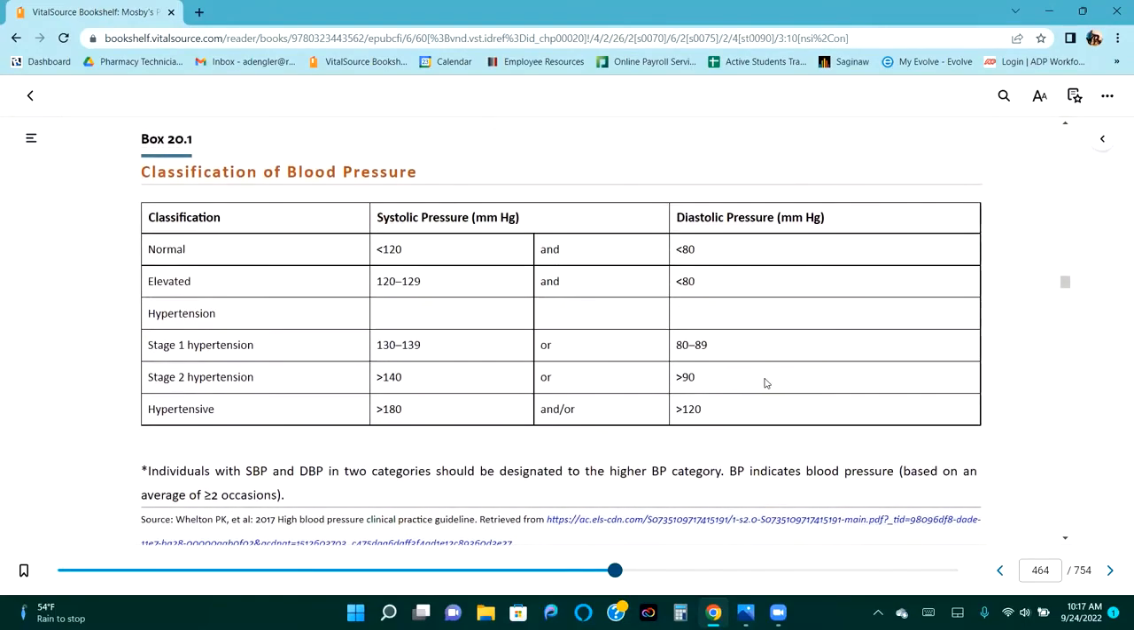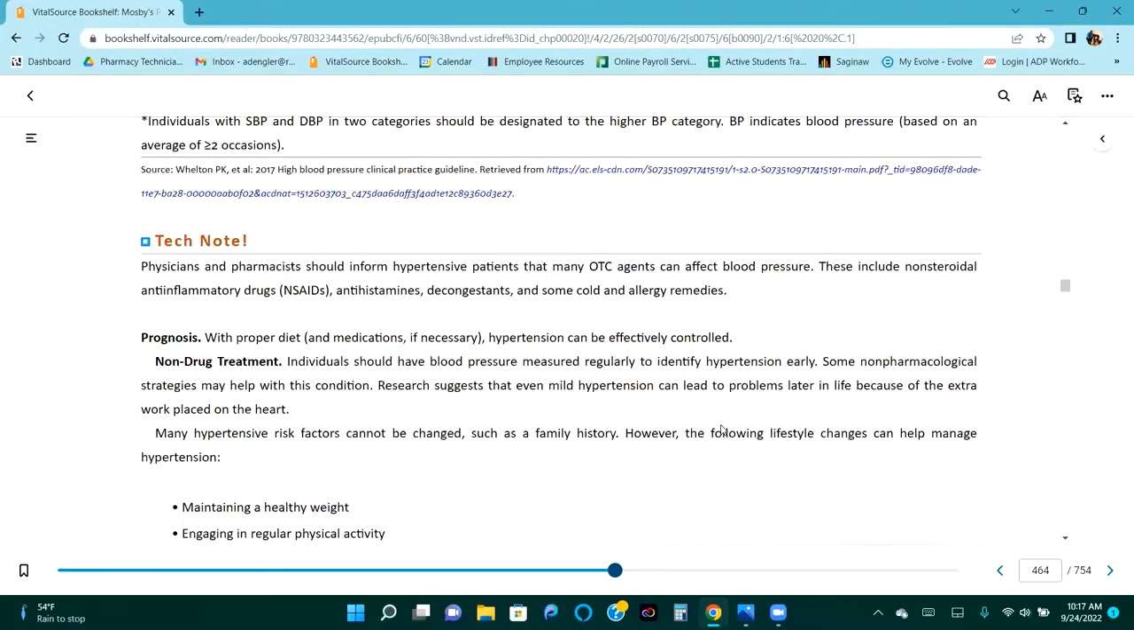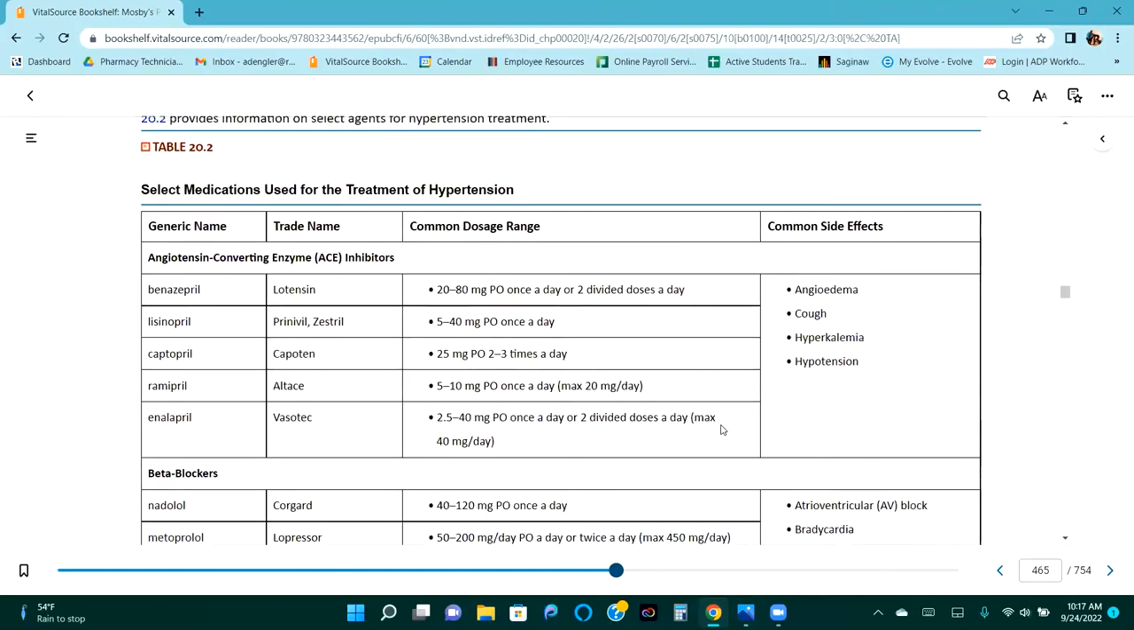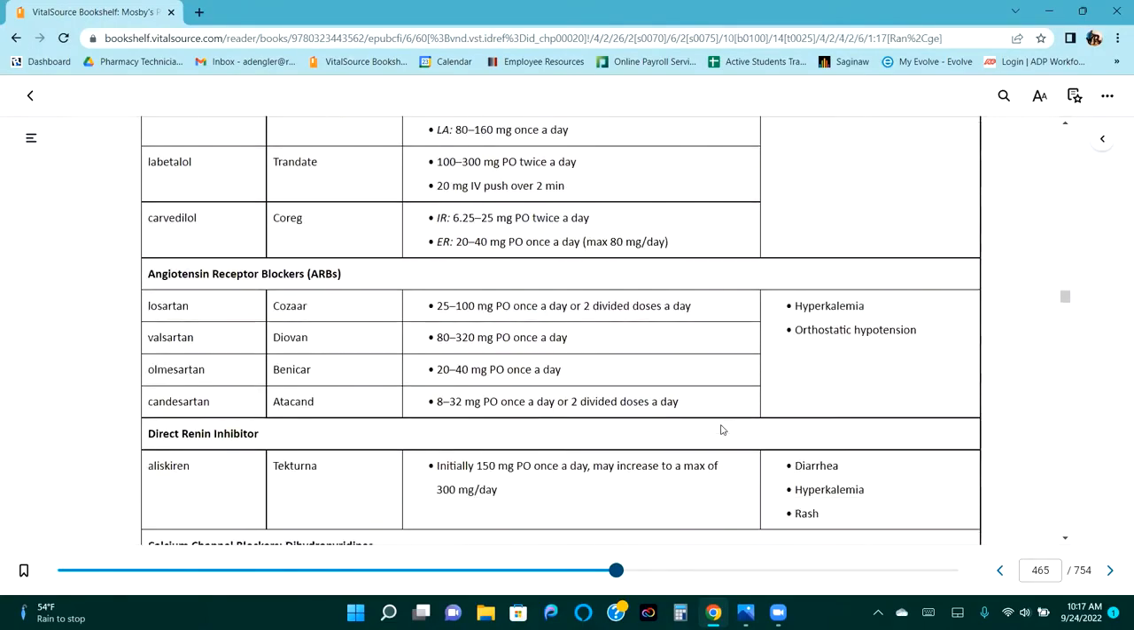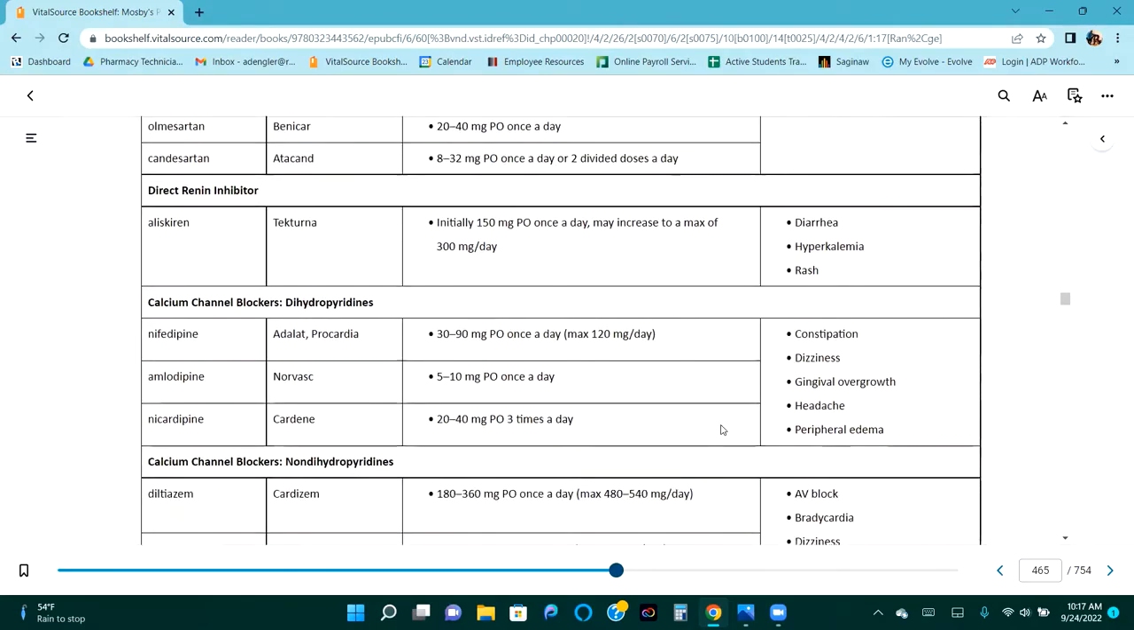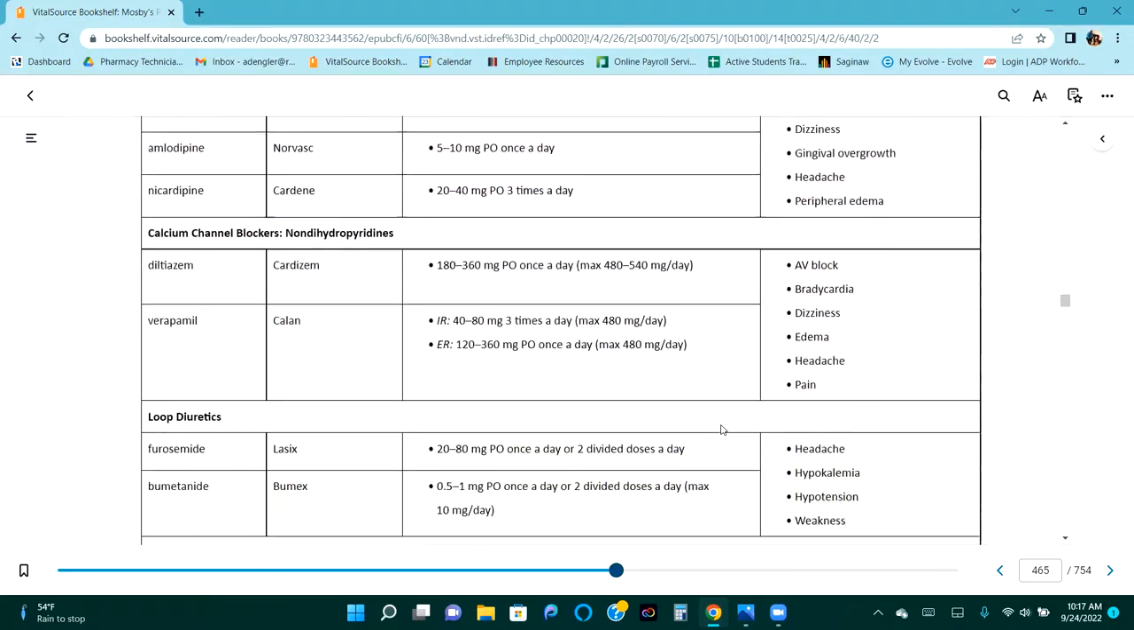And here's box 20.1, a chart with all of the different classifications of blood pressure. So normal is below 120 for systolic and below 80 for diastolic. Hypertensive, going all the way to the bottom, is a systolic over 180 and a diastolic over 120. Table 20.2 lists select medications used for the treatment of hypertension. We already talked about the ACE inhibitors, beta blockers, ARBs, direct renin inhibitors, calcium channel blockers.